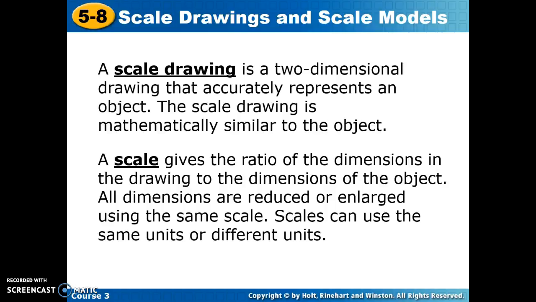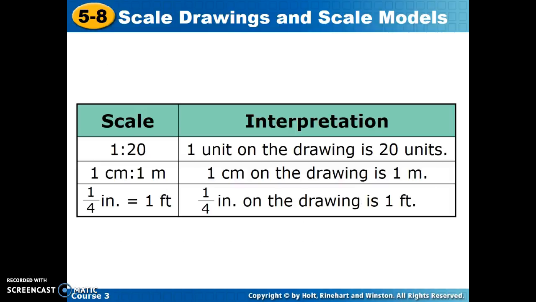Scales can use the same units or different units. So you might see something that would be inches to feet, or meters to kilometers. Those are some common things you might see where they have different units, or it could be inches to inches. If you ever see something that doesn't have labels, we are free to assume that those are the same units. So if the problem was talking about feet, this would be 1 foot to 20 feet. If the problem was talking about miles, it would be 1 mile to 20 miles. Whenever we don't see a label, we can assume that the labels are the same.